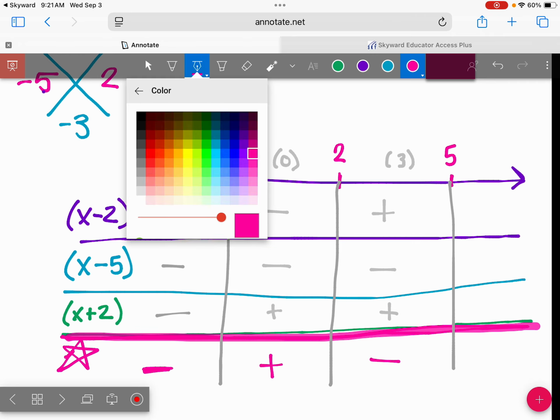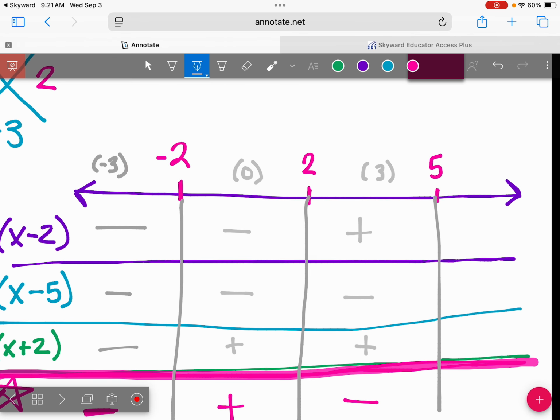One last section to go. So a number bigger than 5. You could pick 6, 7, 10, 500. Doesn't really matter. I'm just going to go 6. It's right next to it. Not super hard calculations. So if I do 6 minus 2, positive or negative? Positive. If we do 6 minus 5, and 6 plus 2? Positive.